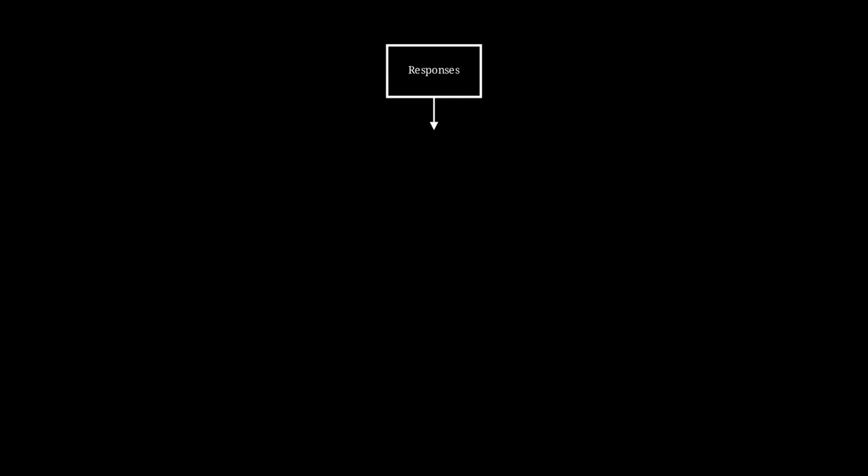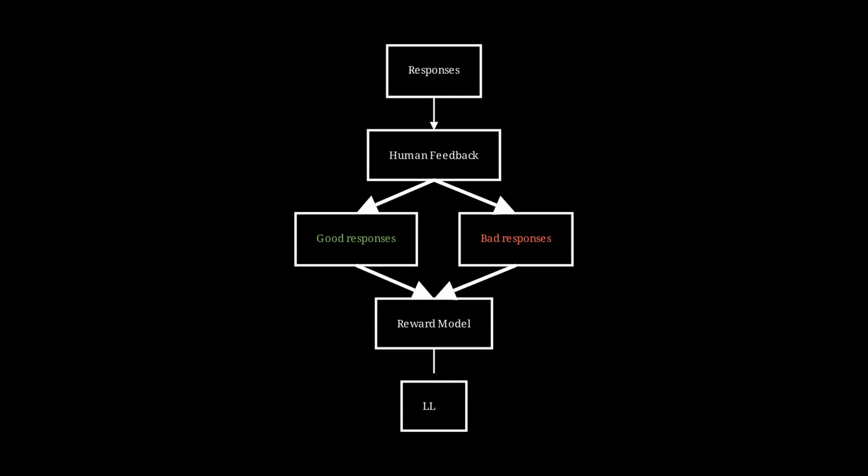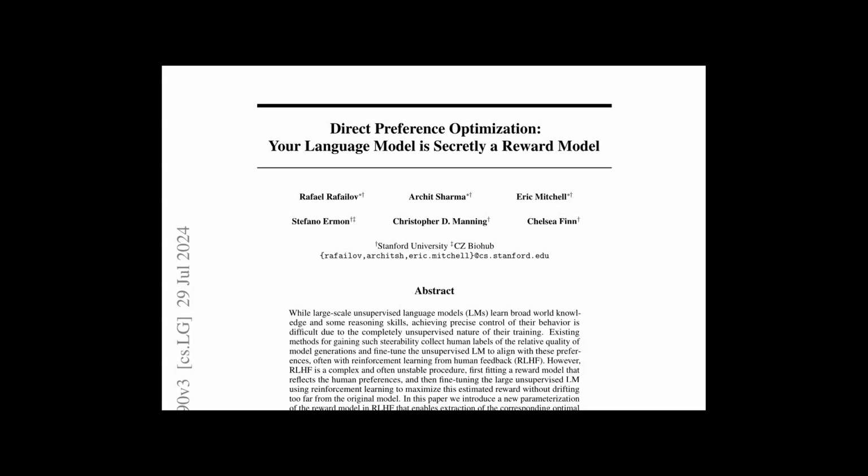So, in summary, we had responses. Using human feedback, we categorized those responses. Then we trained a reward model on those responses. After this, we trained our language model policy to prioritize the responses which are preferred by humans. But there are some issues with this reward model, which were solved with the direct preference optimization algorithm. This paper shows that we do not need to explicitly train a reward model. Instead, we can directly optimize the policy according to human preference.